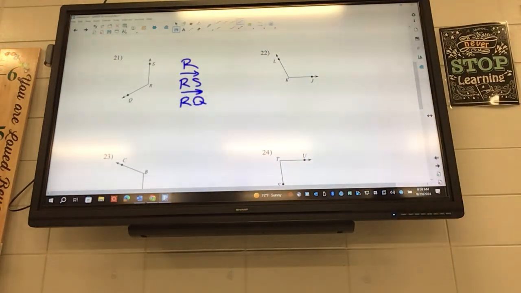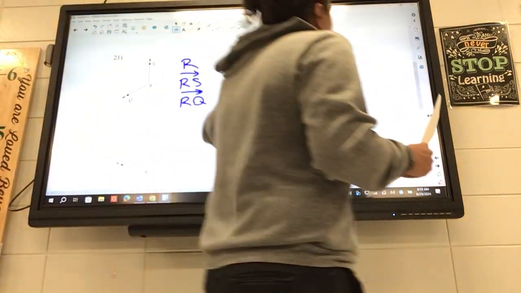Okay, and again, you have to have the lines above your rays. They have to, okay? I'm so sorry, I know it probably seems silly, okay, but you have to have the arrows above them, okay?